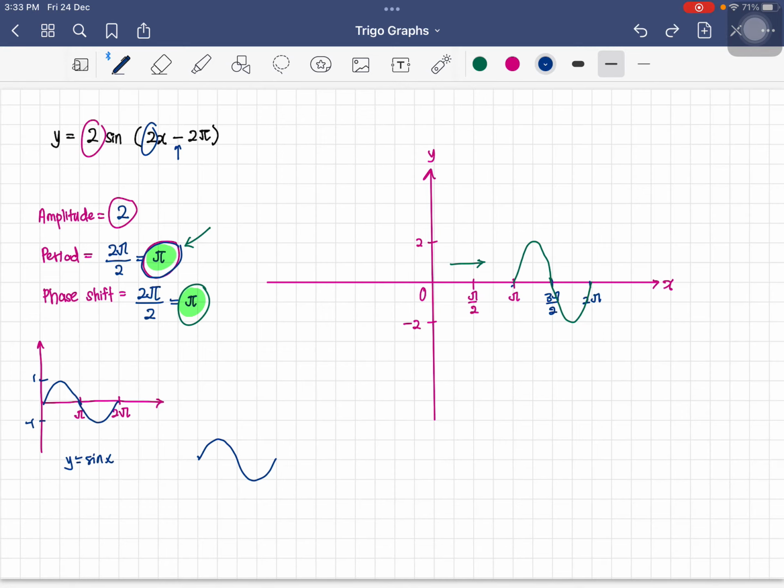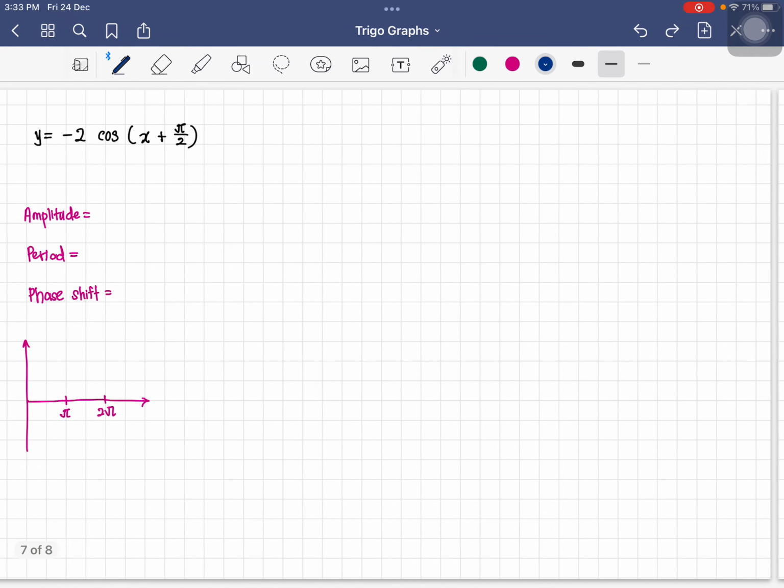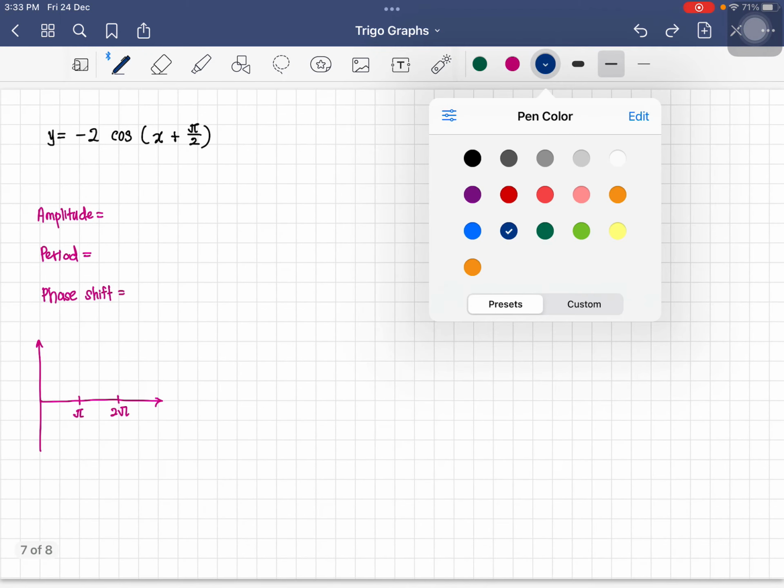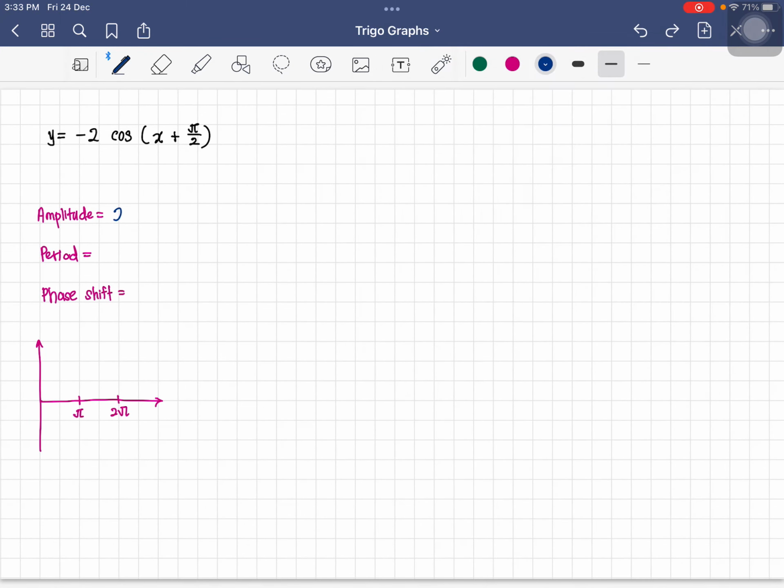Let's look at this one. Let's start with the amplitude, which is given by positive 2, and then our period, which is given by 2 pi over 1. So this is actually 2 pi. Then our phase shift will be negative because it is positive here, so negative pi over 2 over 1. So this one is actually negative pi over 2.